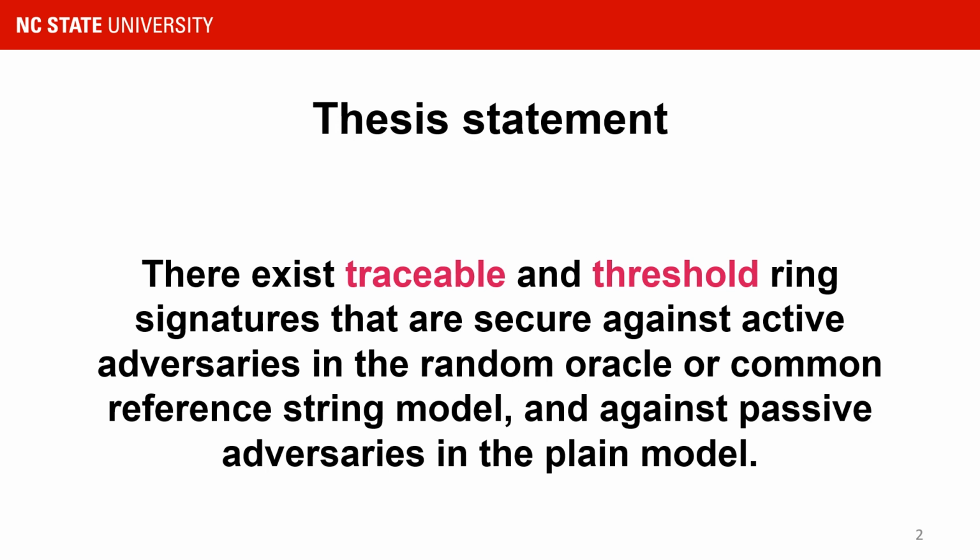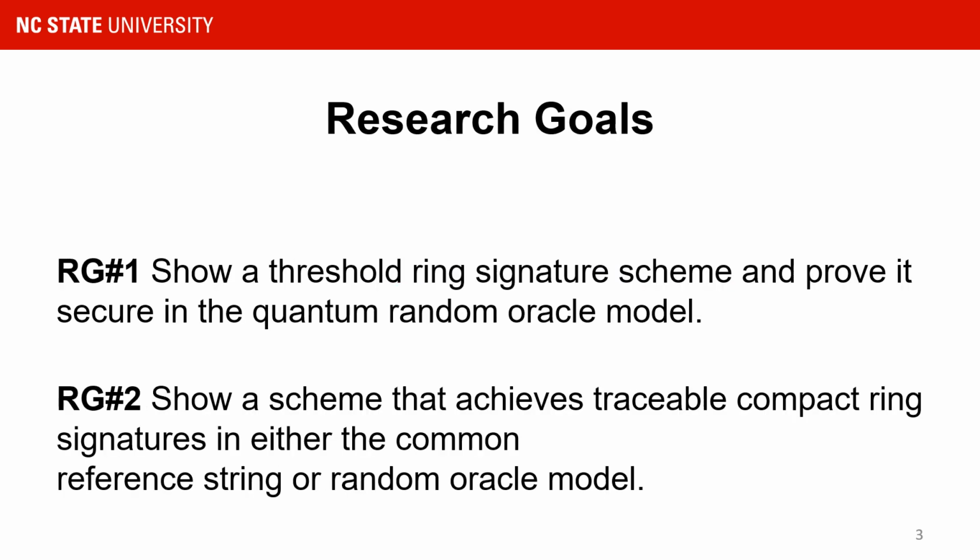So basically what I'm going to do is break this thesis statement down into two research goals, and then I will show you how I'm going to answer various aspects of those goals over three separate works. My two research goals are: show a threshold ring signature scheme and prove it secure in the quantum random oracle model. Research goal 2 is to show a scheme that achieves a traceable compact ring signature in either the common reference string or random oracle model.